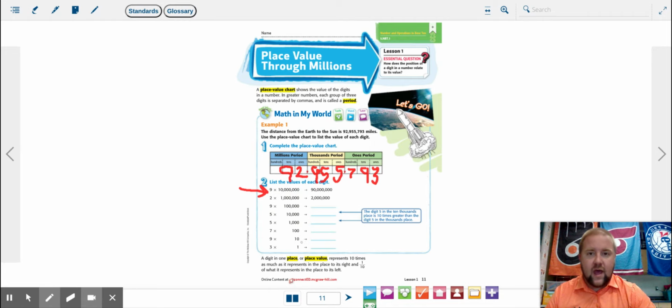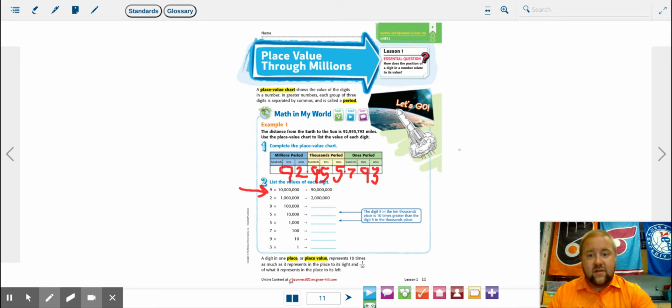The biggest issue that we have to remember is the difference between the word place and place value. Okay, so when we have the place, we want to know what place is the digit located in. Is it in the millions? Is it in the 10 millions? Is it in the thousands? Is it in the 10,000s? Is it in the ones? Is it in the hundreds? What place is it located in?